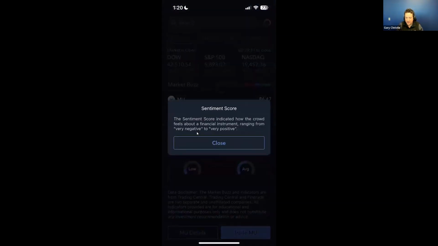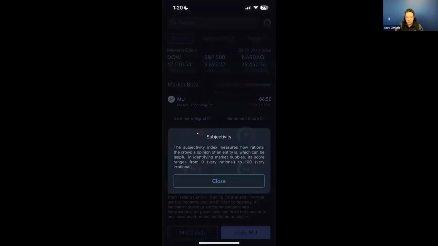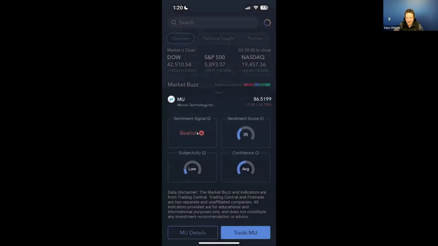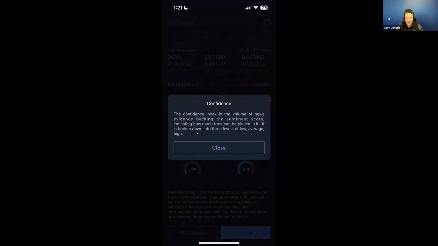Sentiment score is pretty weak, right? So it goes from very negative to very positive. Low subjectivity, right? So 0 means very rational participants writing articles to 100 being very irrational. So it looks like it's pretty orderly, pretty bearish overall with an average confidence index.